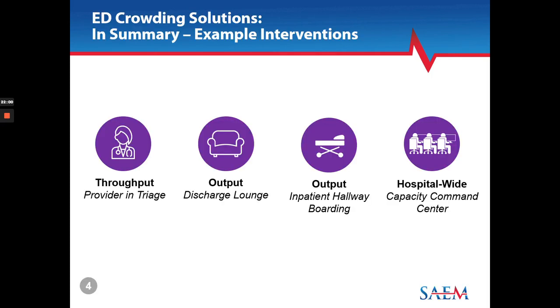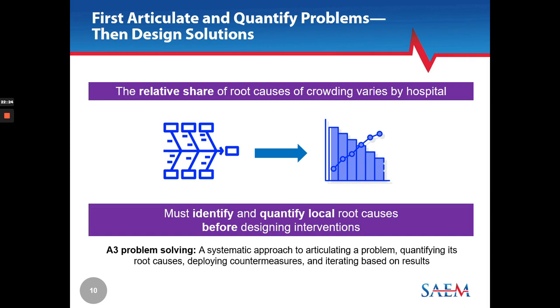Let's quickly summarize. In this module, we took a deep dive into 4 specific interventions. We looked at provider and triage as a potential mechanism to improve ED throughput. We looked at the discharge lounge and inpatient hallway boarding as potential mechanisms to improve output. And we looked at the capacity command center as a potential mechanism to improve hospital-wide coordination.